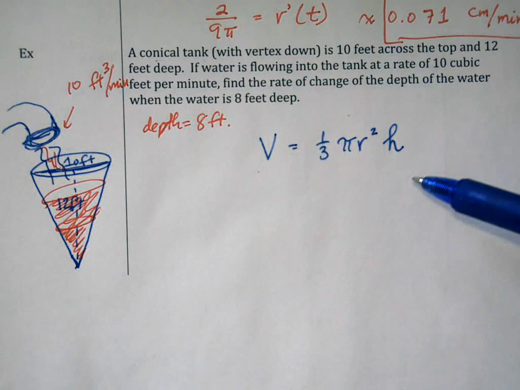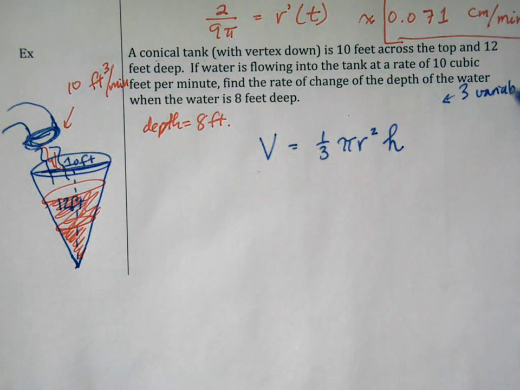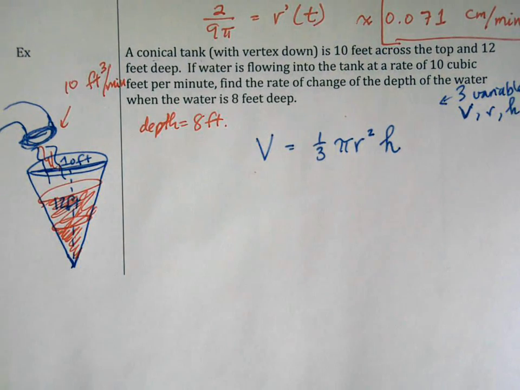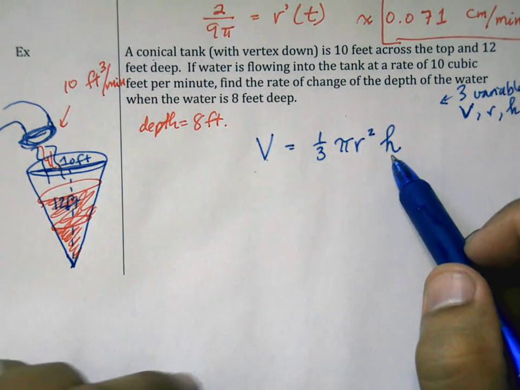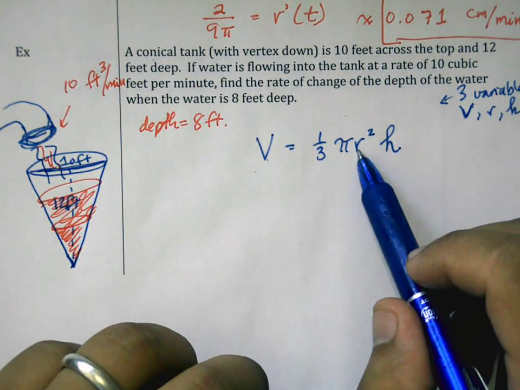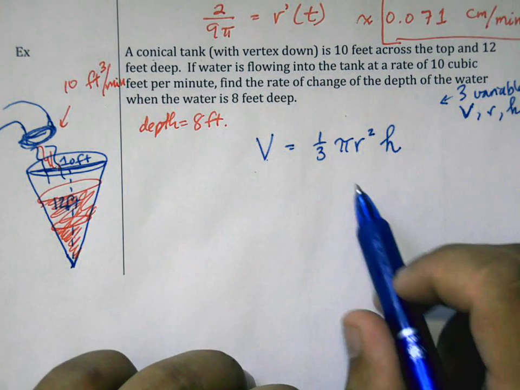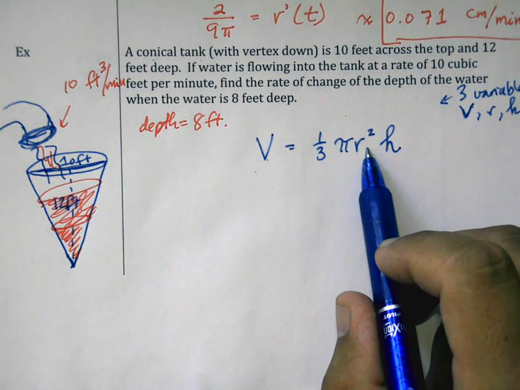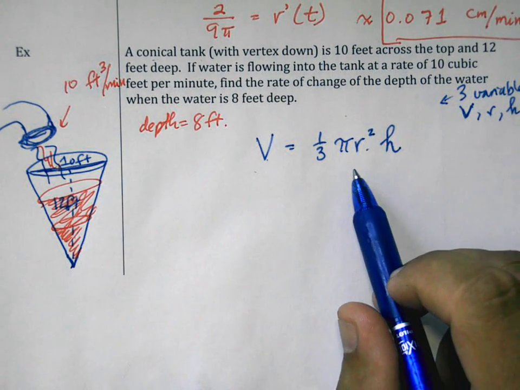Now, what's important to see here is that we have three variables: the volume, the radius, and the height. And we really only know enough information about the volume and the height. Notice that in the problem they tell us nothing about the radius or how the radius changes. So if we try to solve this problem as is, we're going to have to use the product rule, but that's going to lead us to some problems.